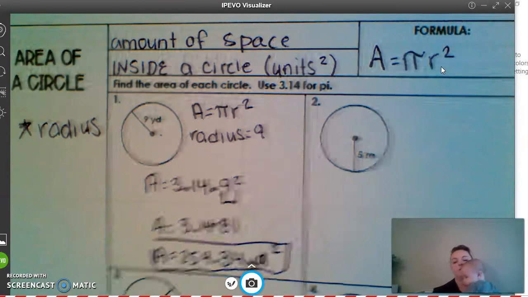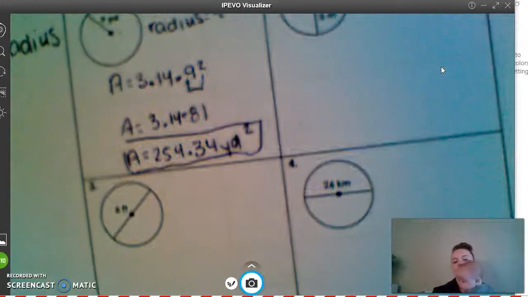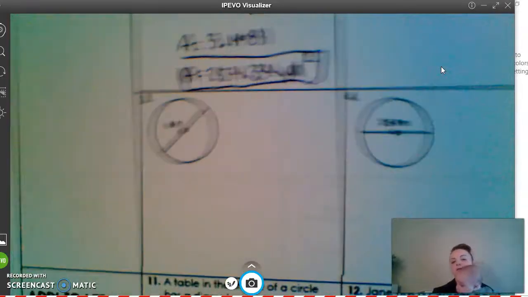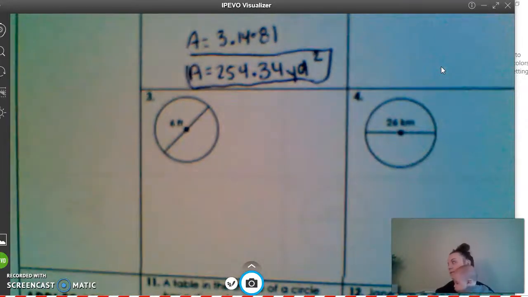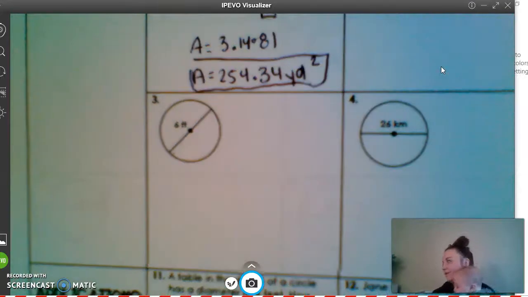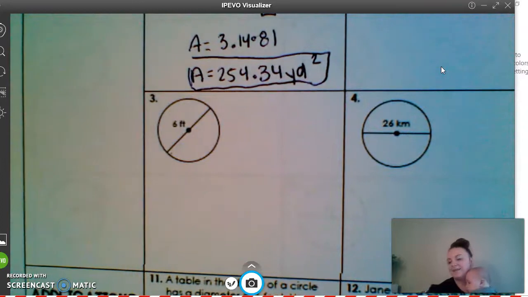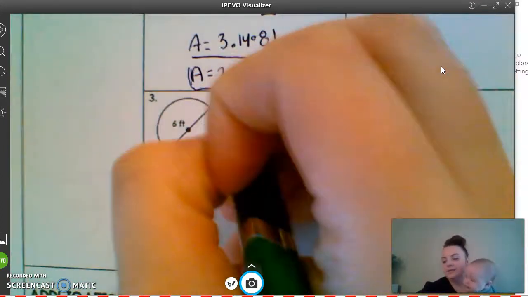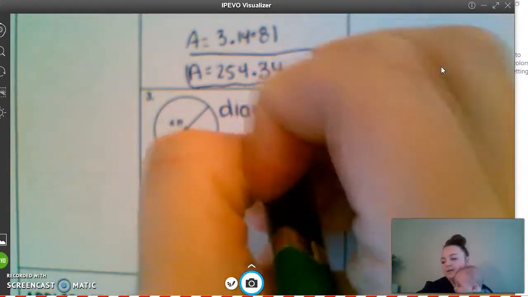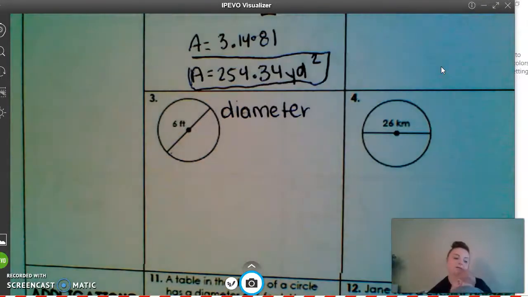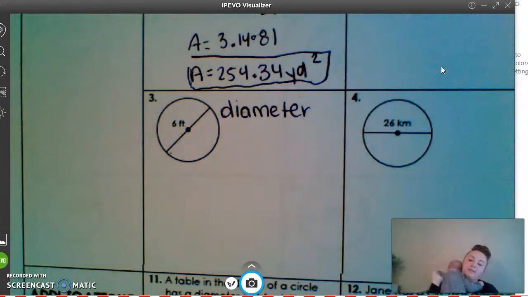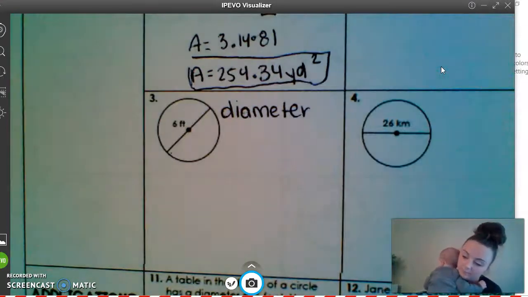But I'm going to do number 3 before I do number 2. So number 3 looks like this. And the distance all the way across is 6. So, because the distance all the way across is 6, that makes it my diameter. So I know my diameter is 6. So the diameter is 6.